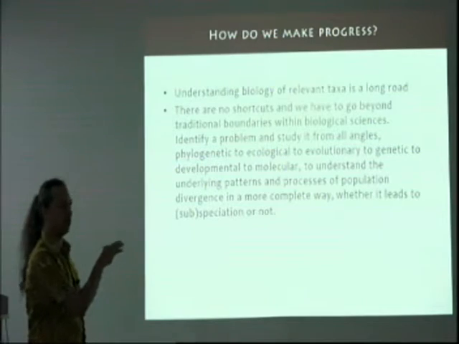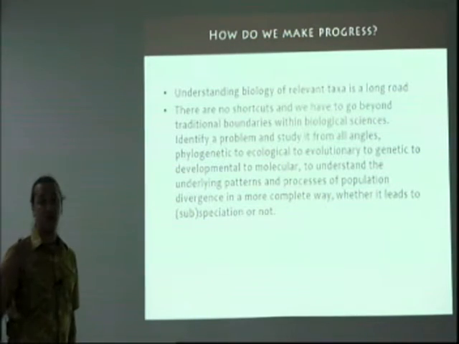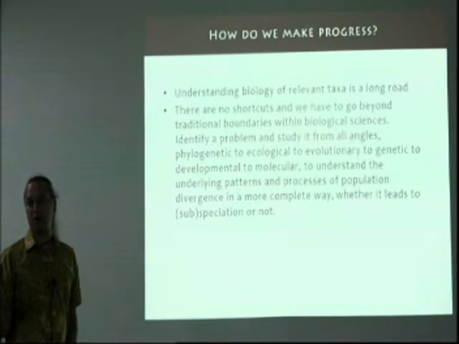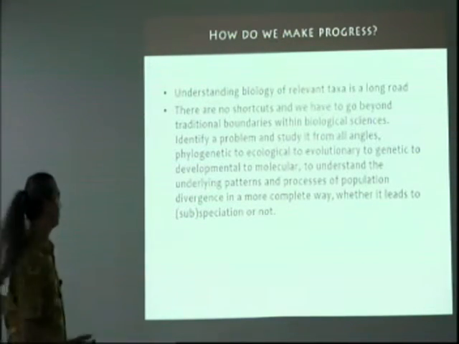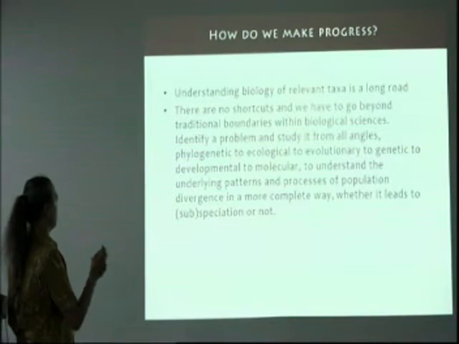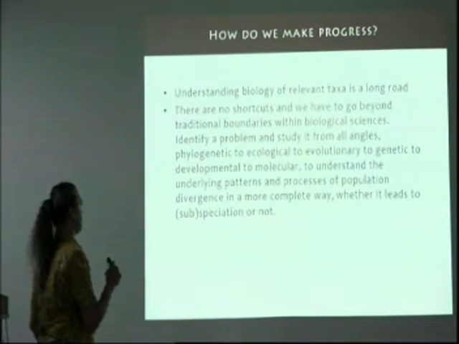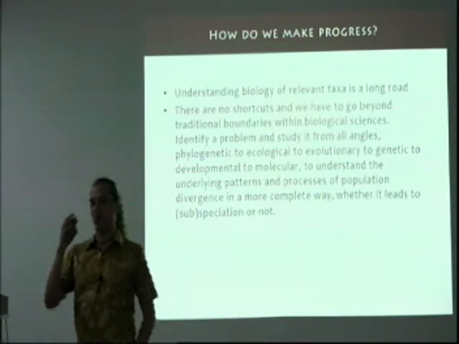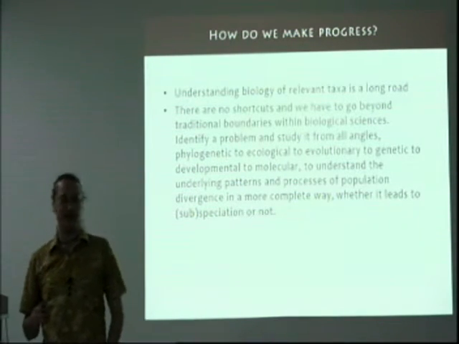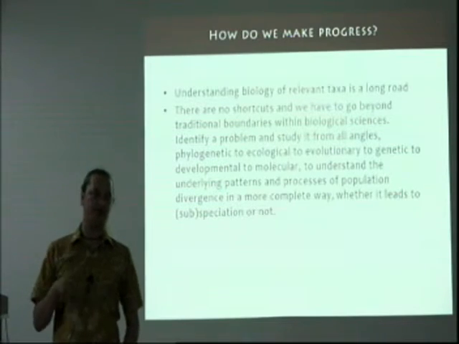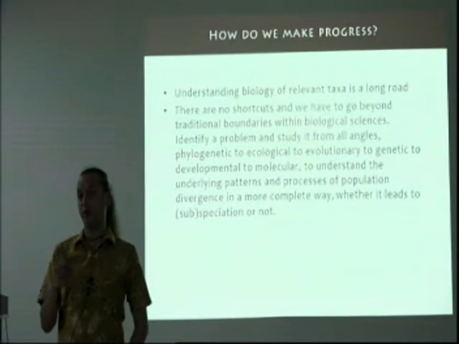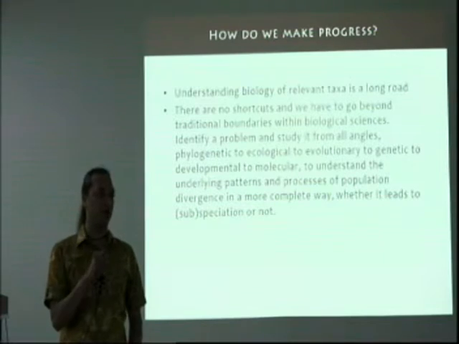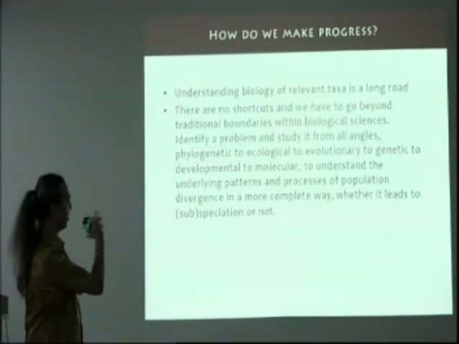So the two examples that I'm going to talk about start off where most biologists, especially in India, stop. So take off from that. So there are no shortcuts. You really have to go beyond traditional boundaries of biological sciences. You know, ecologists don't like to do genetics, evolution biologists don't like to do something else. But you really have to integrate all sorts of things that you can do in biology to understand all these different processes.